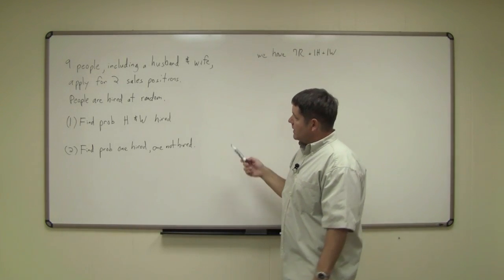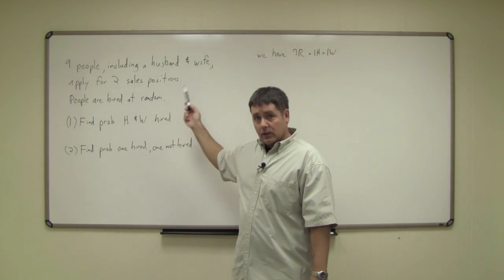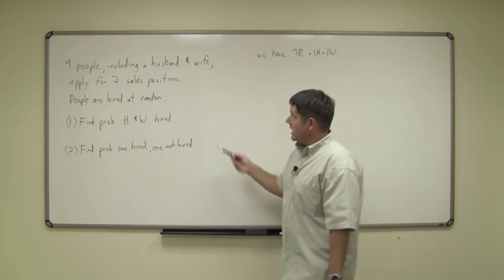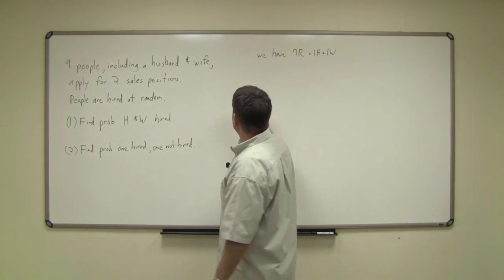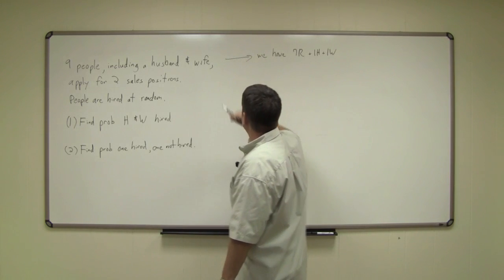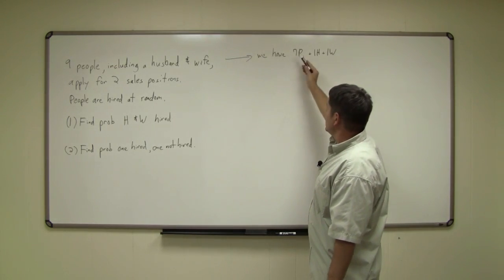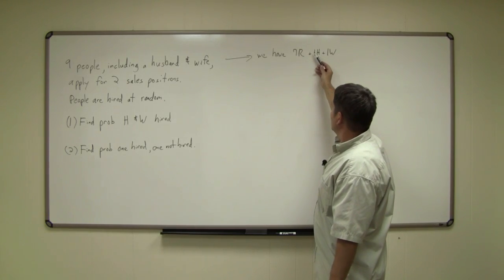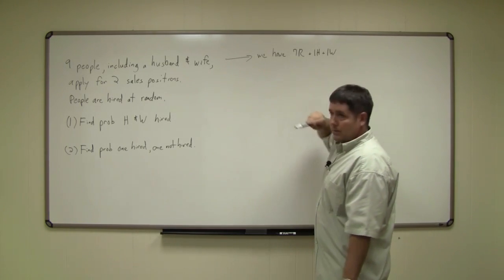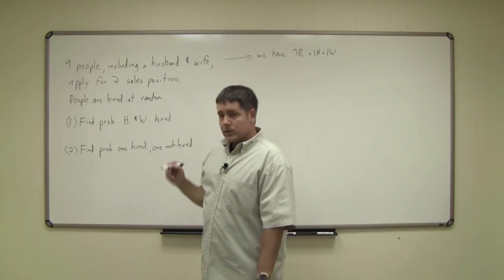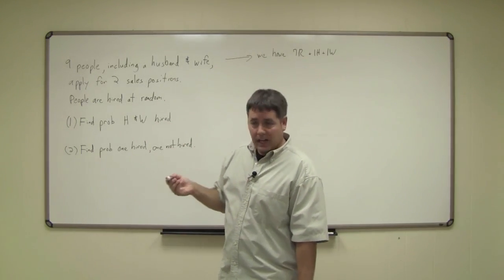This problem starts off by telling us we have 9 total people that include a husband and a wife. All right, the minute we see something like this where they name people as being special, it makes sense for us to do this. Let's rewrite this and break those things apart. So what we really have is 7 regular people, and then we have 1 special husband, and we have 1 special wife. Okay, we're supposed to find the probability that both the husband and the wife are hired.